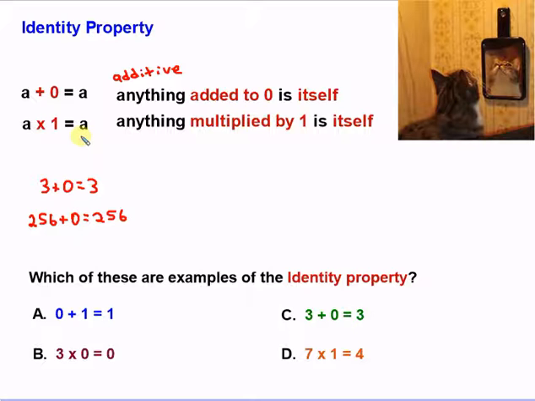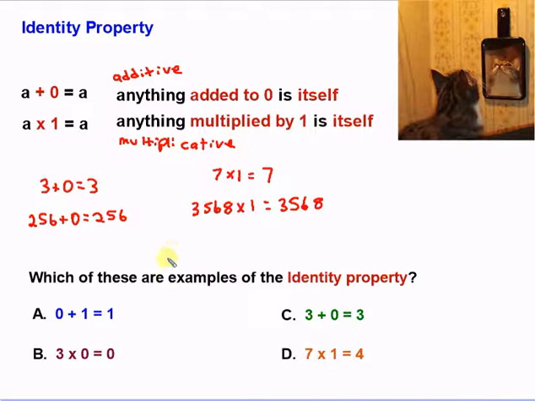There is a second identity called the multiplicative identity, and that is the fact that you can multiply any number times 1 and get that same number. For example, 7 times 1 is equal to what? Well, it's equal to 7, of course. What about 3,568 times 1? Yep, it's still the same number, 3,568. That is called the multiplicative identity.